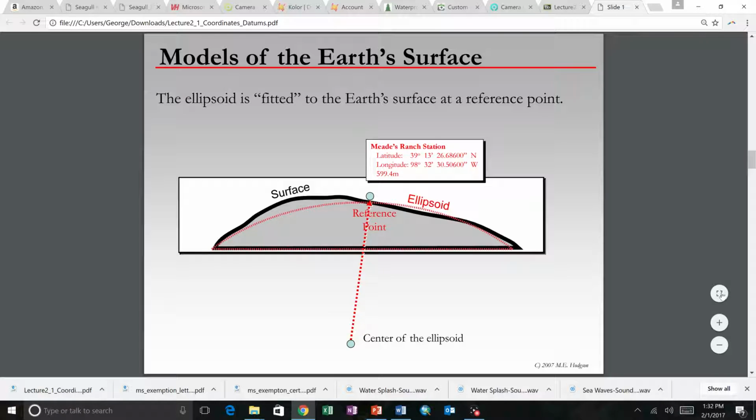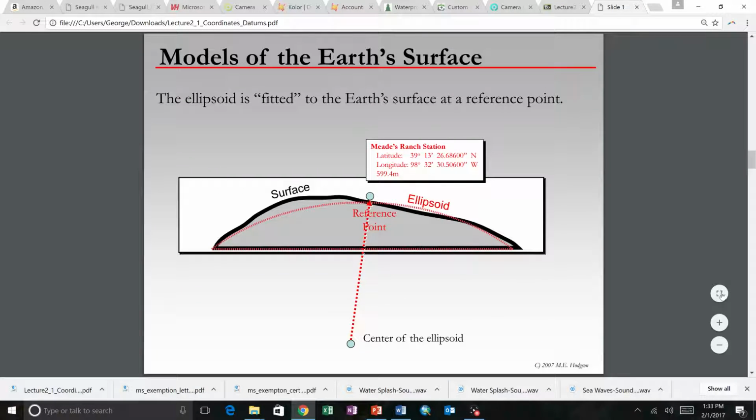It's just an approximation. But it's mathematically simple. It's fitted to the Earth. So in some places, it's really far off. In some places, it's very close. But on average, by definition, the error is supposed to be zero, because there's some highs and some lows, and it averages out.